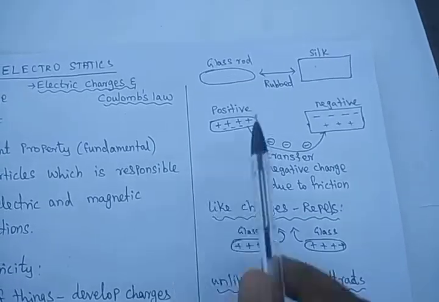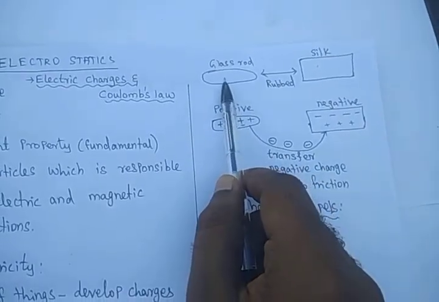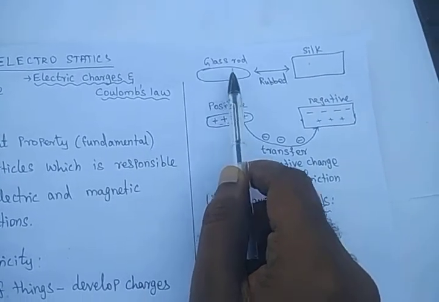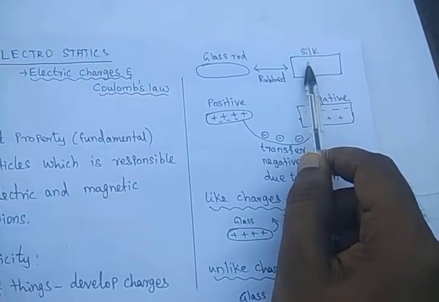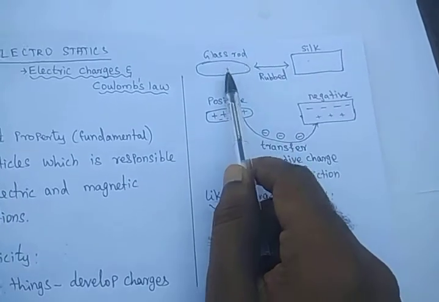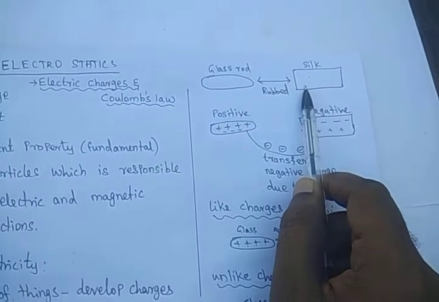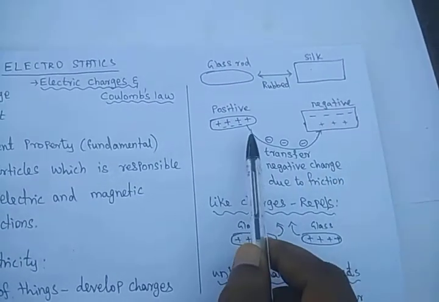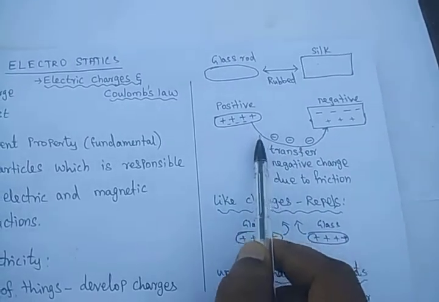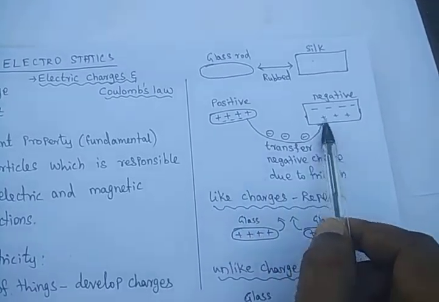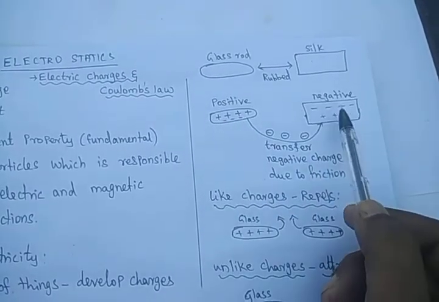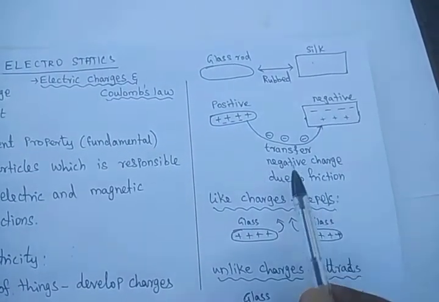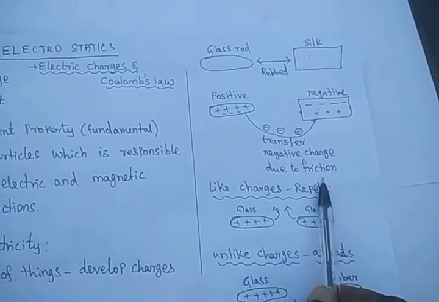So how does it happen? Before rubbing, the glass rod has an equal number of positive and negative charges. Silk also has an equal number of positive and negative charges. That means the glass rod and the silk are neutral. So after rubbing, what will happen during the friction? There will be a transfer of the negative charge. The glass rod donates, it will transfer the negative charges to the silk. That occurs because of the friction.